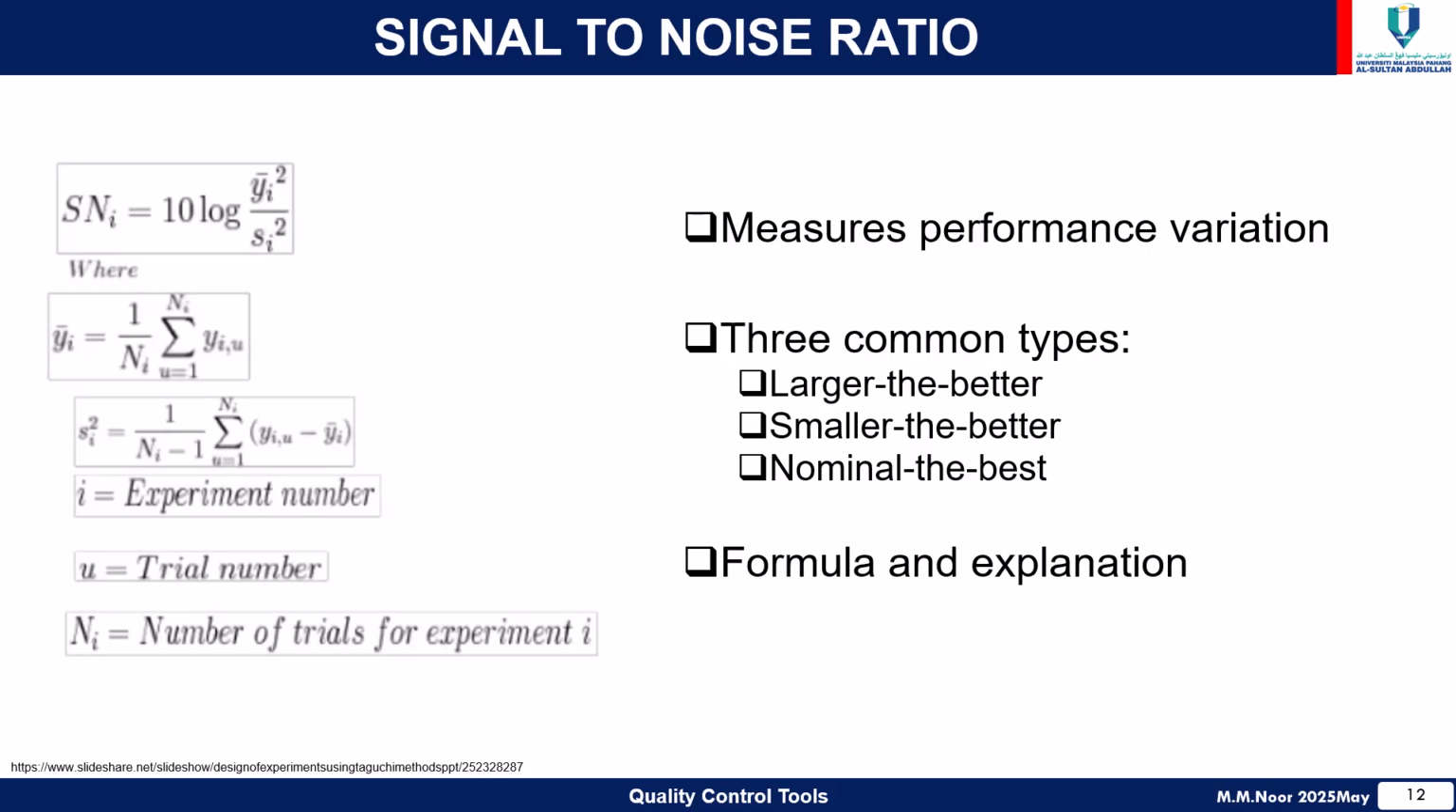So next we go to the signal to noise ratio. On the left side of the slide, we can see the formula to calculate the signal to noise ratio. The function of the signal to noise ratio is to measure the performance variation. There are three common types used in signal to noise ratio, which are larger, smaller, and nominal. So this is the example.